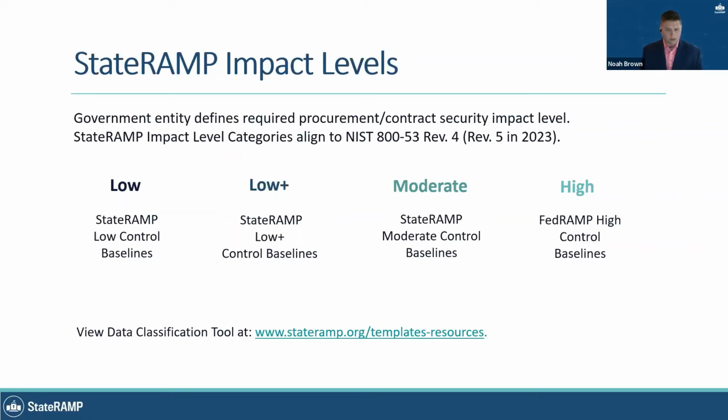And then next up from that, we have the moderate StateRAMP control baseline. So that is the vast majority of the providers that come through. So these are systems that are processing PII, protected information, systems that have some form of data that is critical to government. And then we also have the high baseline. So these are systems that are processing information that is related to national security information that is protected, and usually at the federal level is where you'll see systems that are complying with a high control baseline.